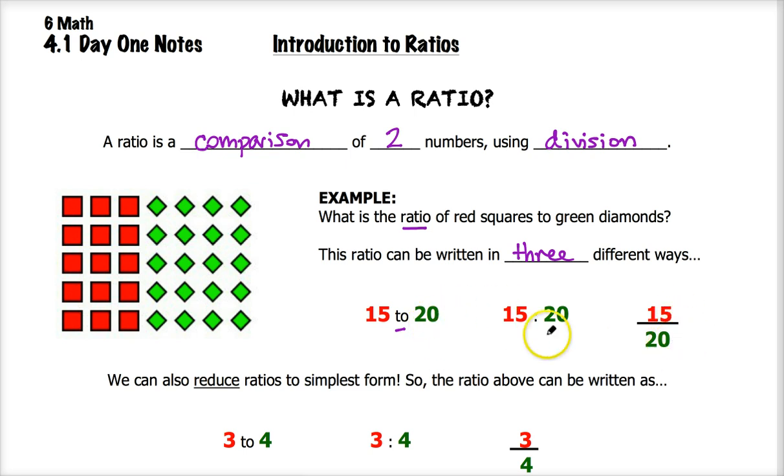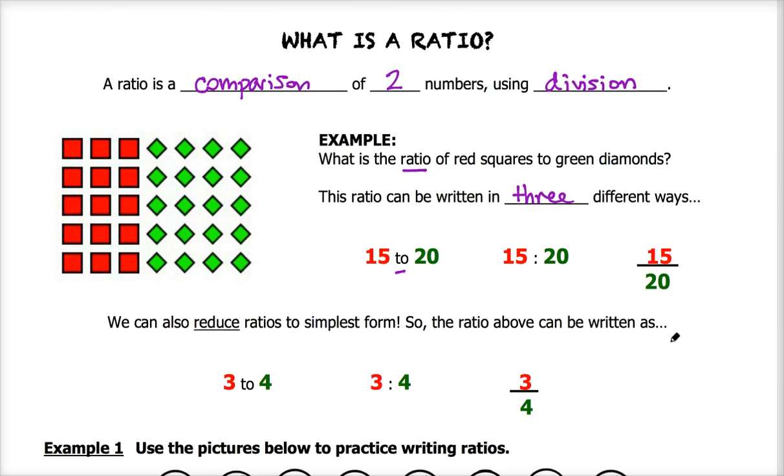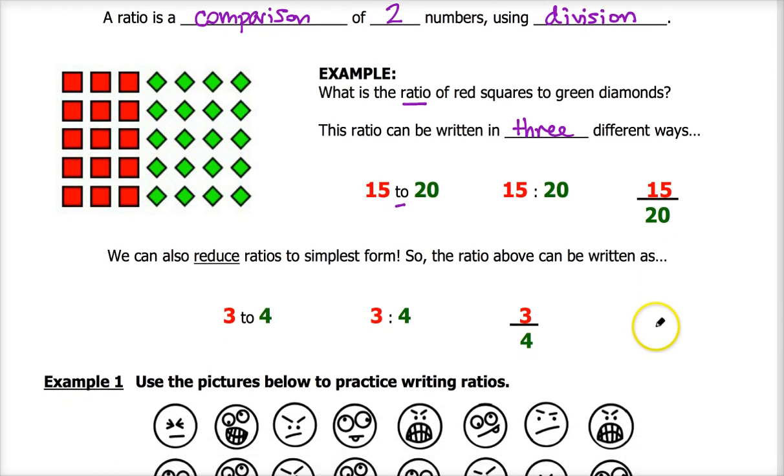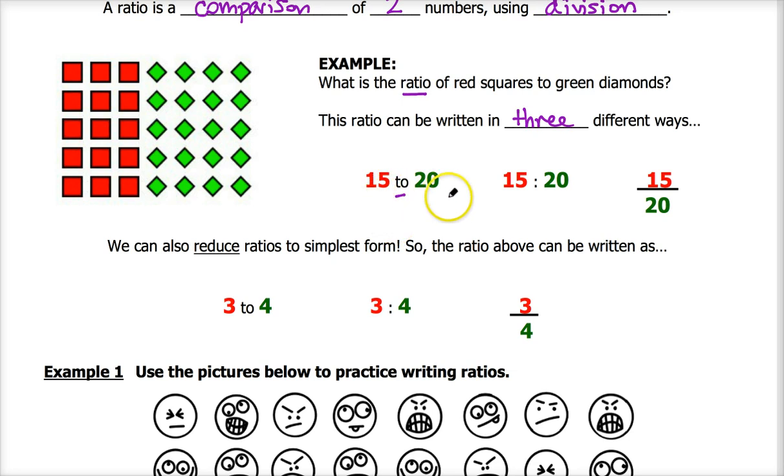So these are the three different ways to write a ratio, either with the word to, with a colon, or with a fraction bar. We can also reduce ratios, just like we can reduce fractions. So the ratio above, 15 to 20, can be written as 3 to 4 in those same three different ways by dividing both 15 and 20 by 5. So that's just an introduction to how to write ratios, the three different ways we can do that.